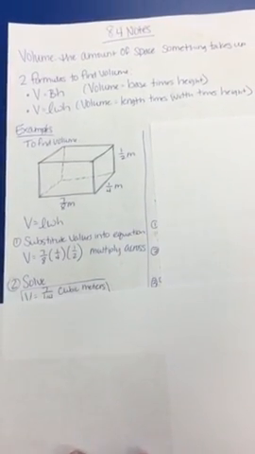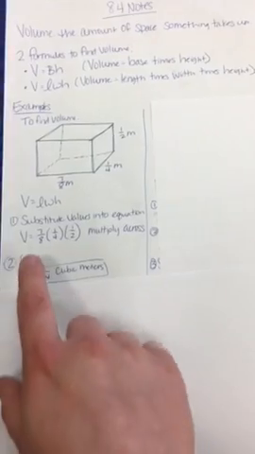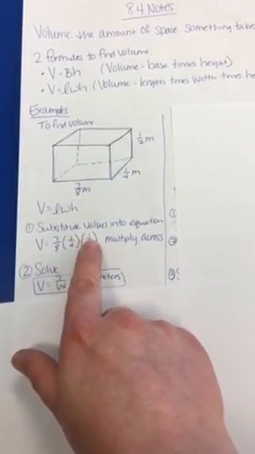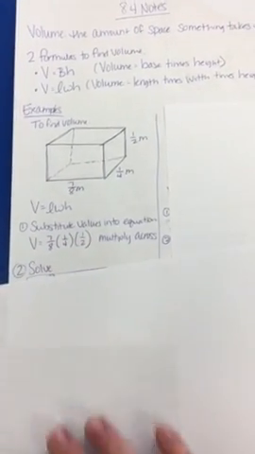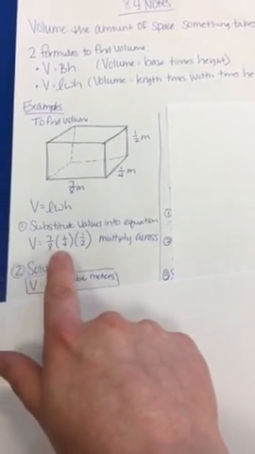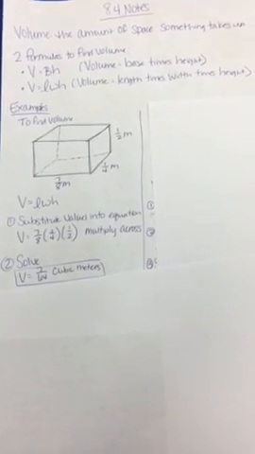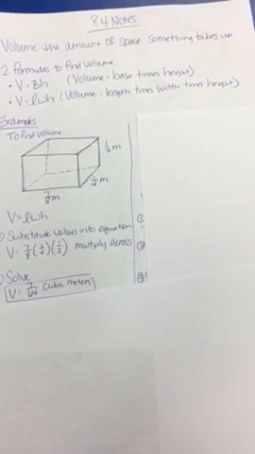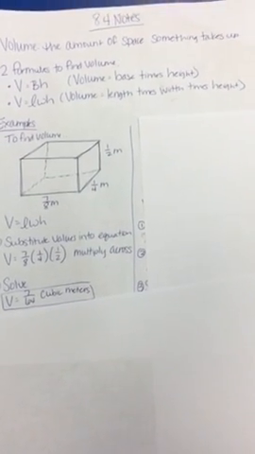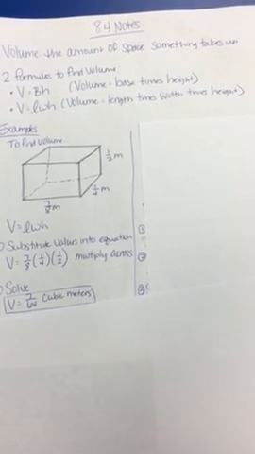Then we solve. When we do the multiplication across, 7 times 1 times 1 is 7. And then 8 times 4 times 2 is 64. That cannot be simplified anymore, so our answer is 7/64 cubic meters. Cubic meters is what we measure volume in.